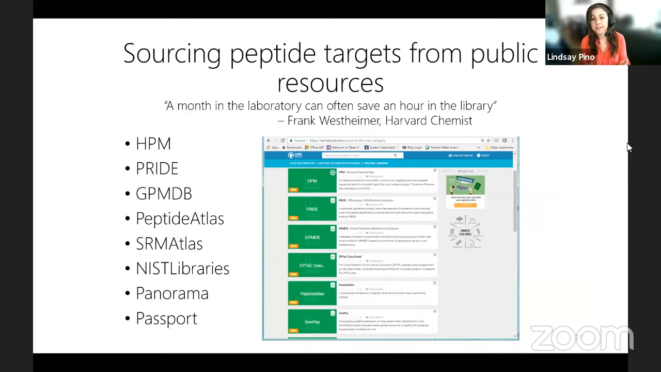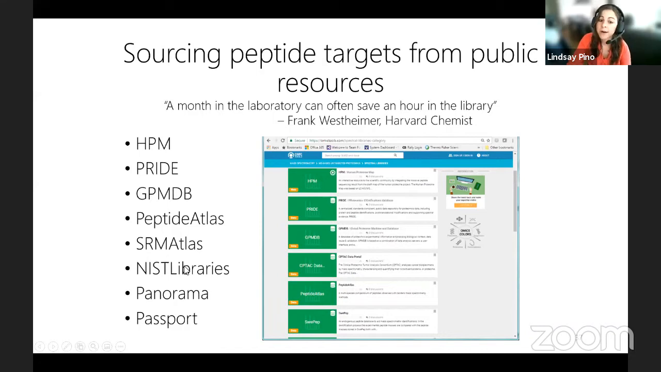I'm telling you all of this, and if you're a biomedical researcher trying to design a mass spectrometry experiment for your pet protein, you might be thinking, well, how am I supposed to know all of these different things? You can source peptides from public repositories. There are a lot of different resources where you can start and ask, did my protein of interest ever get measured by mass spectrometry? You can ask databases like PRIDE, Peptide Atlas, SRM Atlas, National Institute for Standards.